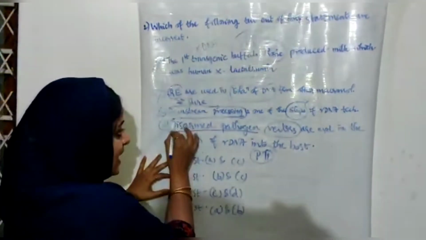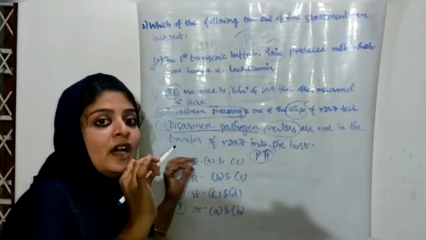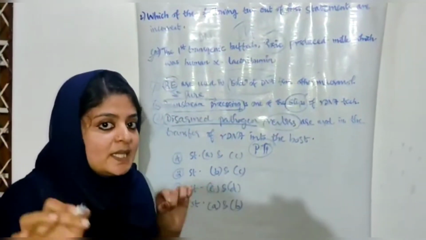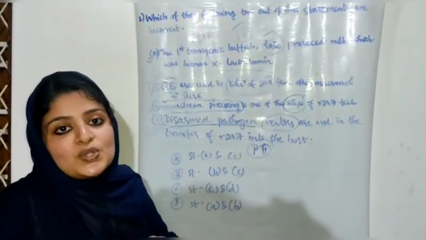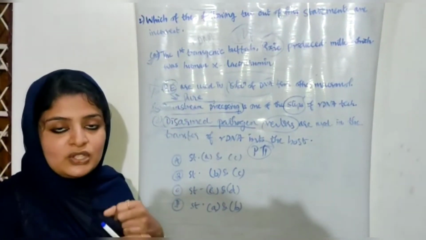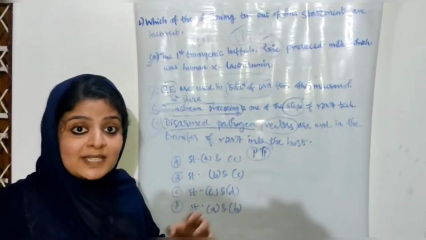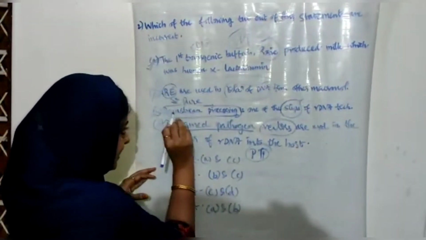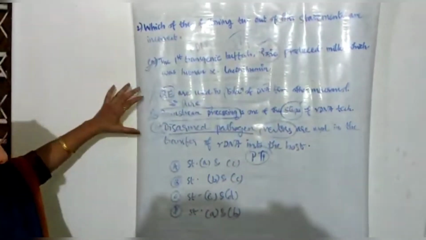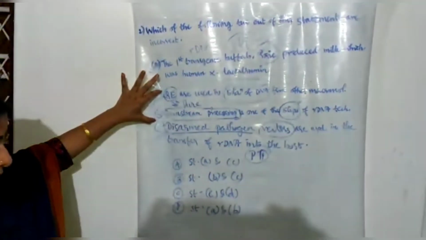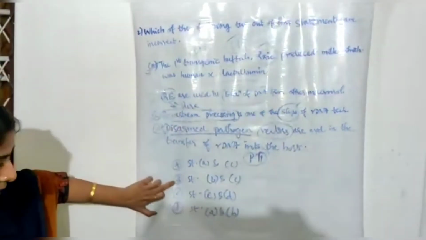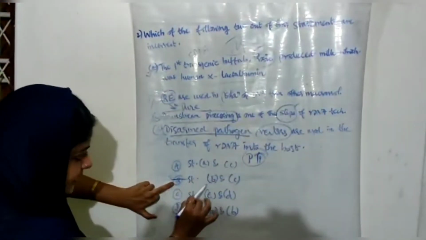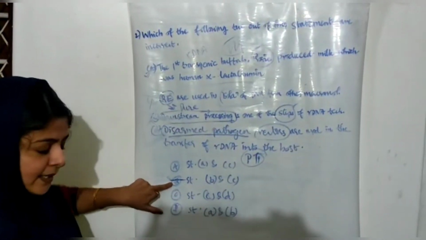Why is it disarmed? It is because the pathogenicity is deleted, and that pathogen is used for the transfer of the genome into the host, and it has wide applicability too. So that statement is correct, and from this we can see that statements B and C are incorrect, which is said in the option B.